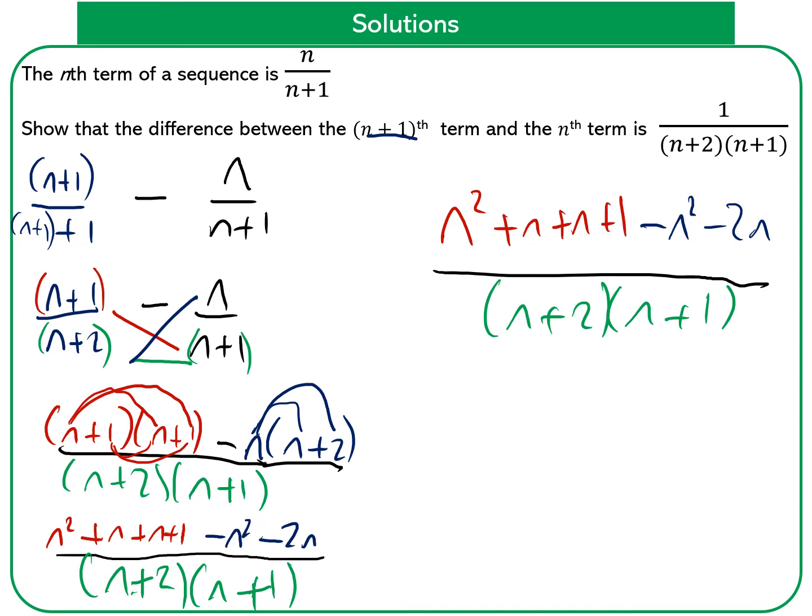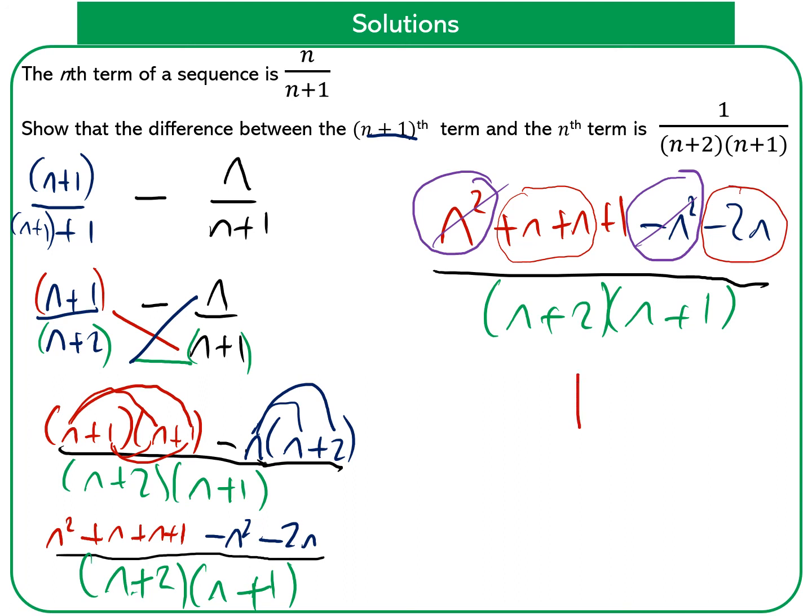So we notice, collecting like terms, this plus n squared and minus n squared will cancel. And then what happens to our 2n's? Well, I can see I've got n plus n is 2n. Take away 2n cancels out. So that only leaves me with the 1 on the top, over n plus 2, n plus 1. And we can see, to show that that's what we've done.